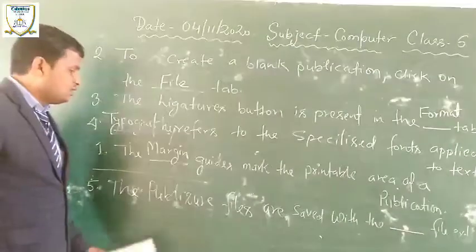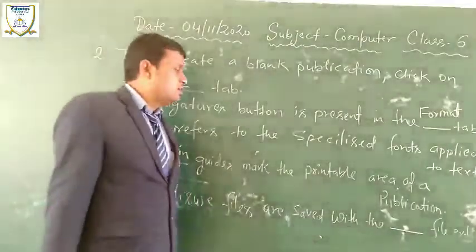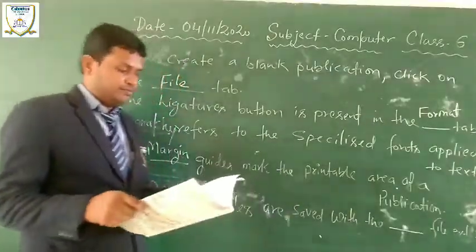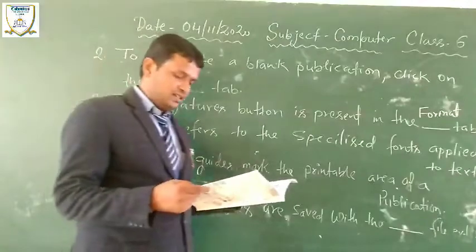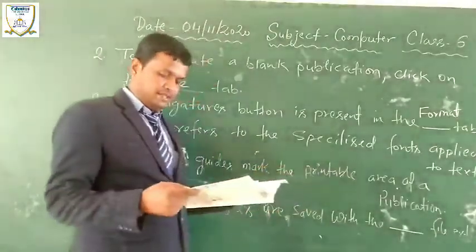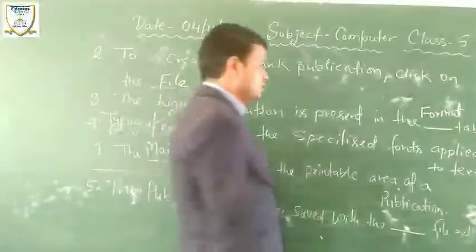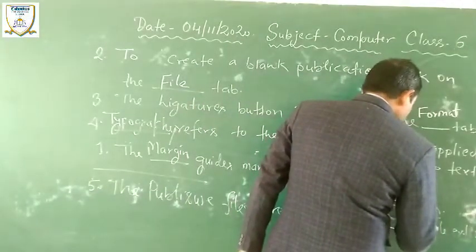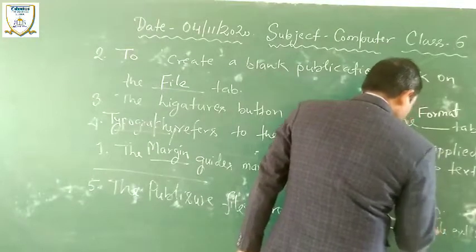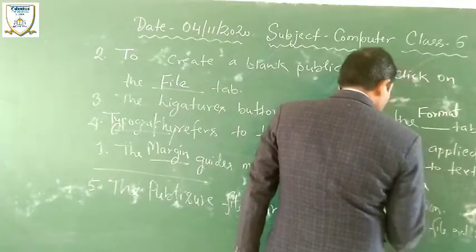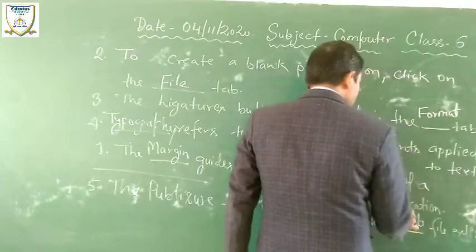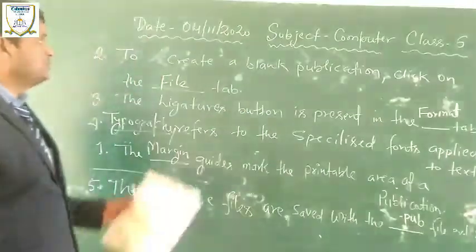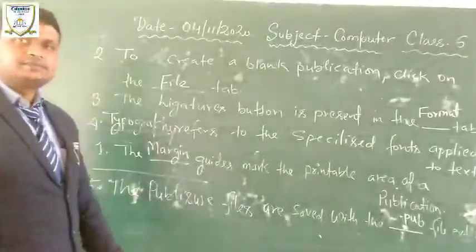The last: the publisher files are saved with the dash extension. So what is the extension of publisher files? I think you all know the publisher file extension is .pub. So it is completed.